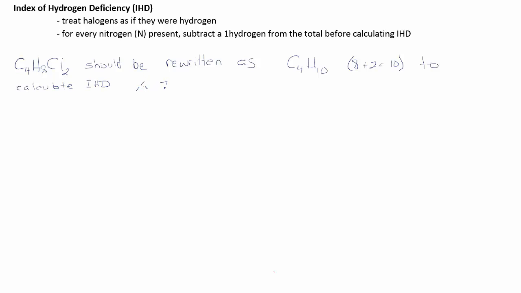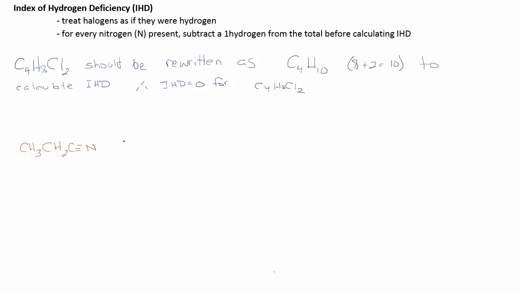So C4H8Cl2, if the halogen is treated as a hydrogen, would be written as C4H10, 8 from the 8 plus 2, 8 hydrogens, 2 chlorines, equals 10. So the index of hydrogen deficiency for that guy is 0.